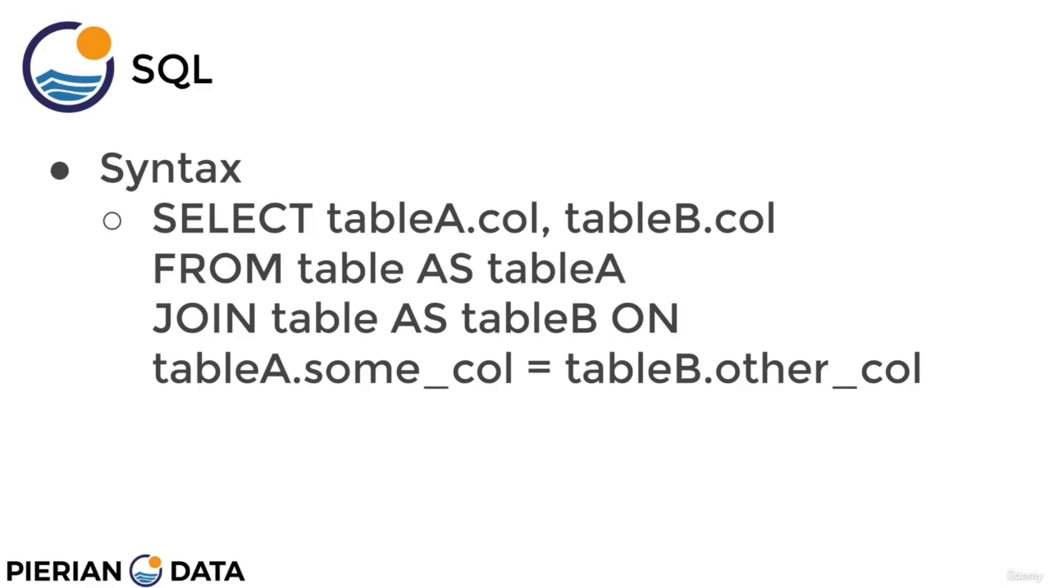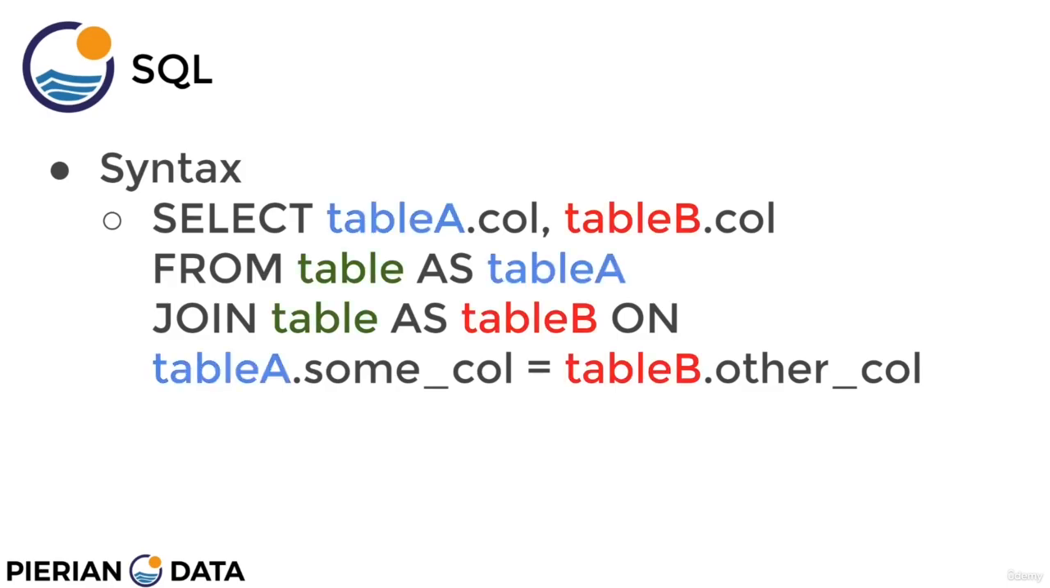So here we can see the syntax for a self-join. I'm saying select table A.column, comma, table B.column from table as table A, join table as table B on table A dot some column matching to table B dot some other column. So what's actually happening here?